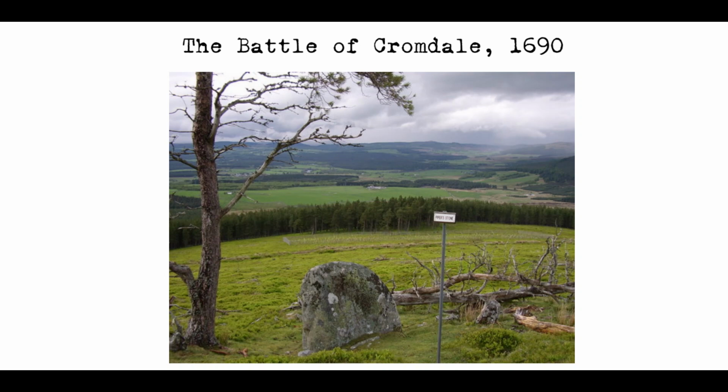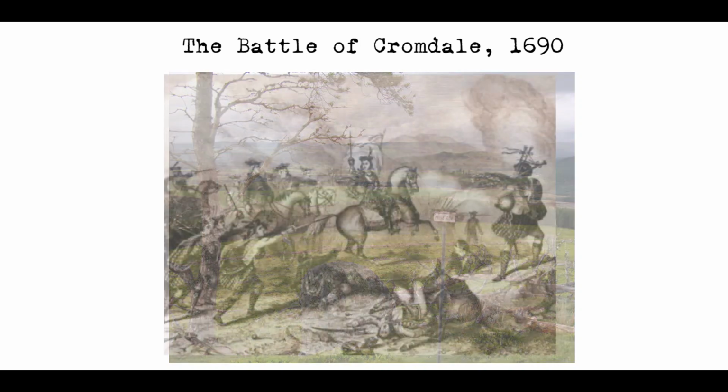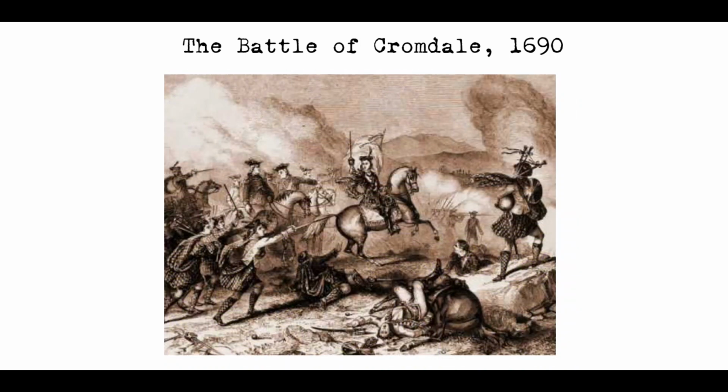The background of the battle can be traced back to the previous year, when the Highland clans, led by Jacobite forces, were defeated at the Battle of Dunkeld. The clans returned to their homes in low spirits, and Sir Ewen Cameron assumed control of the army's remnant.